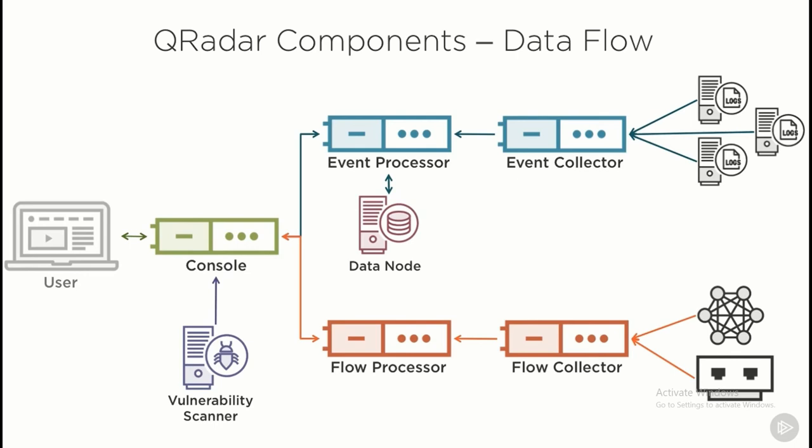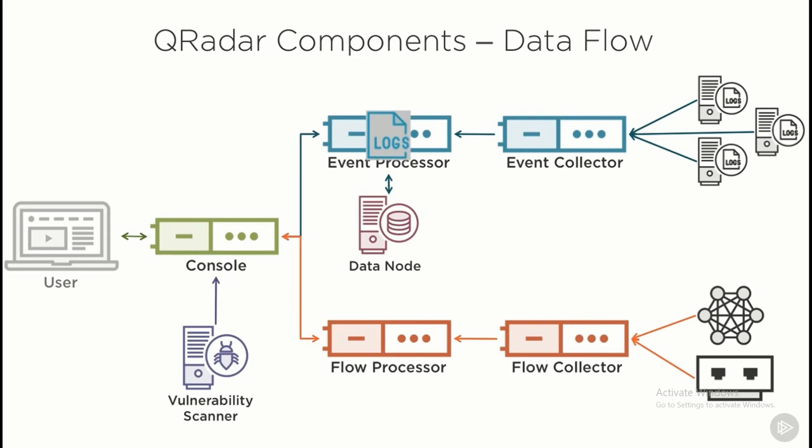Now let's see together how the information flows between the components. Let's start with the event. The log sources generate the logs, which are shared with the event collectors. Then the event collector normalizes them, adds the QID, and sends them to the event processor. The event processor receives the normalized logs, applies behavior rules, and stores them, which in this case would be stored in the data node.